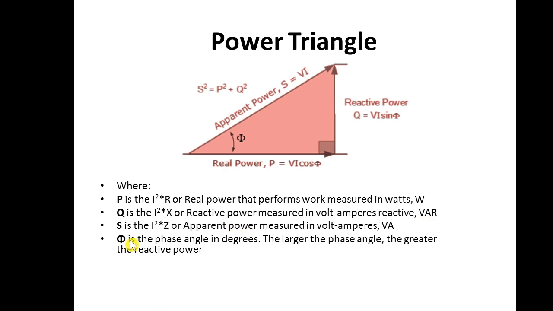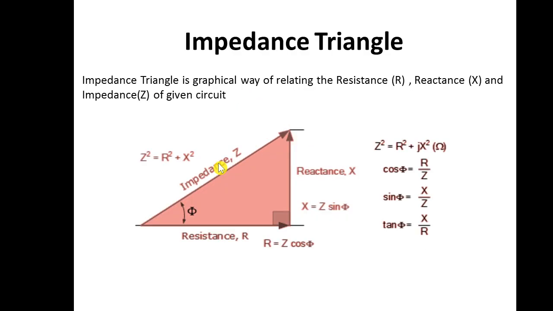Then apparent power is equal to I square Z. This is one formula for it; the other is VI, or we can also say I square Z, and apparent power is measured in volt ampere. Then angle phi is the phase angle. This is the power triangle. Then we see the definition of these three powers.